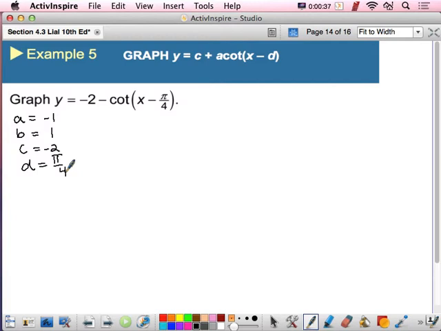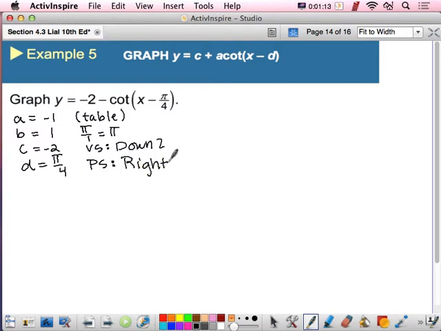So let's talk about what this means. The A just helps you with your table. The B will tell you your period and your asymptotes. And the C is your vertical shift. The vertical shift is down 2. And your D is your phase or horizontal shift. And it's the opposite, so be careful. It looks like it should be negative pi over 4, but it's really positive, so it's to the right. So it's positive pi over 4.